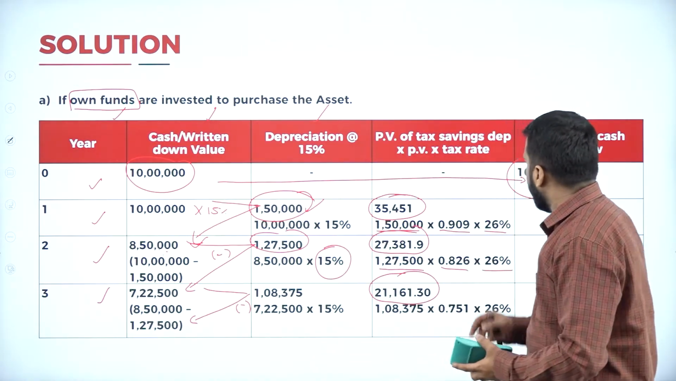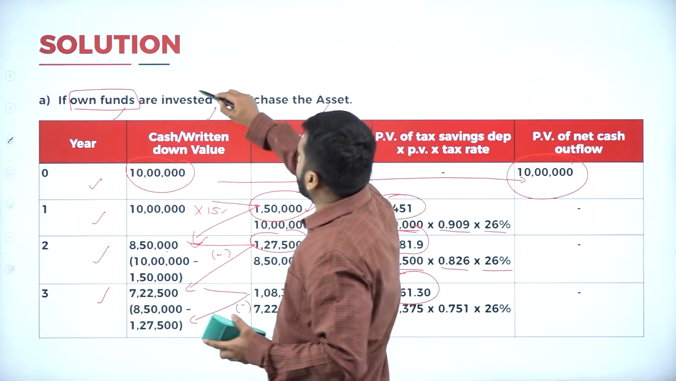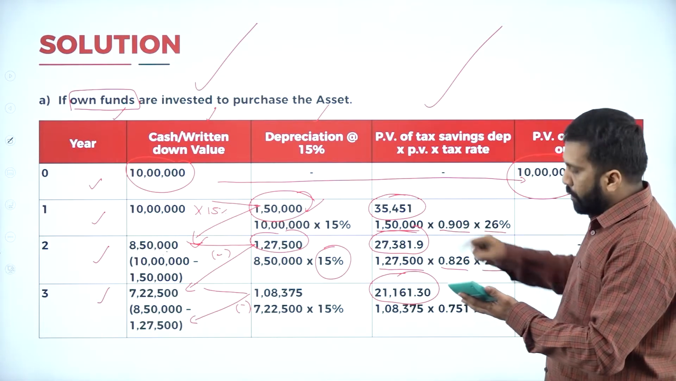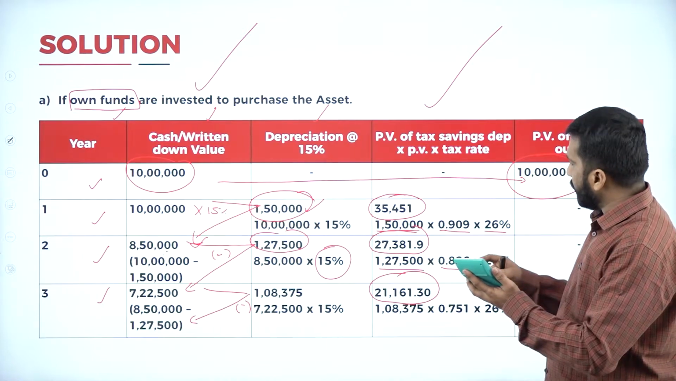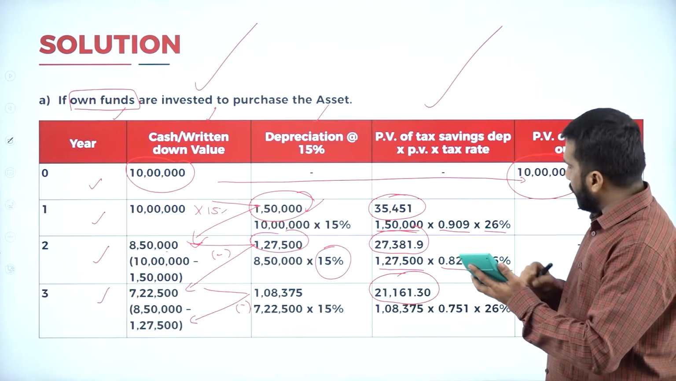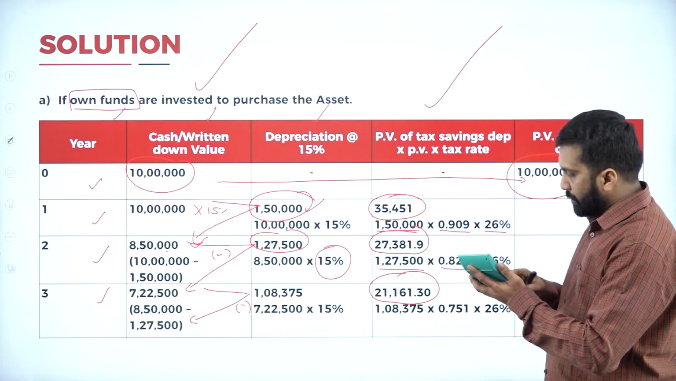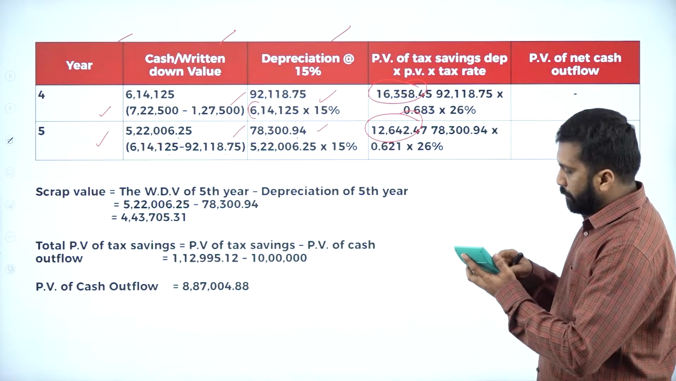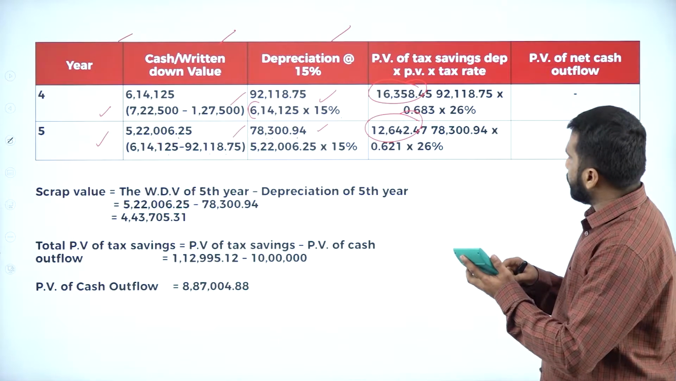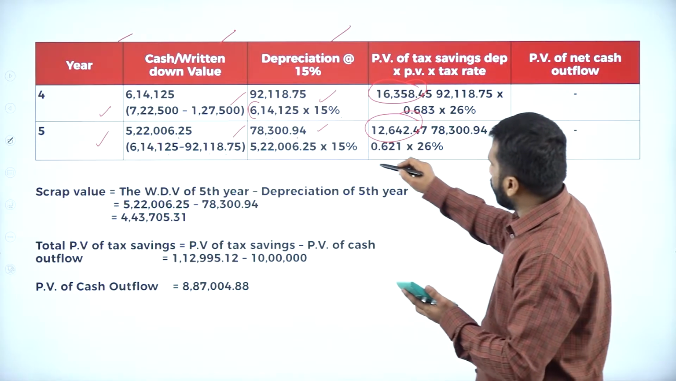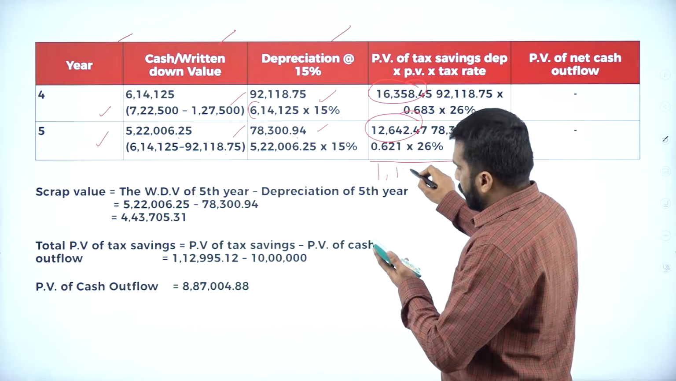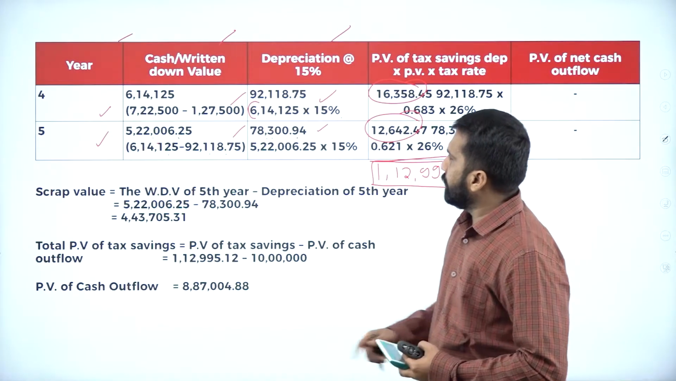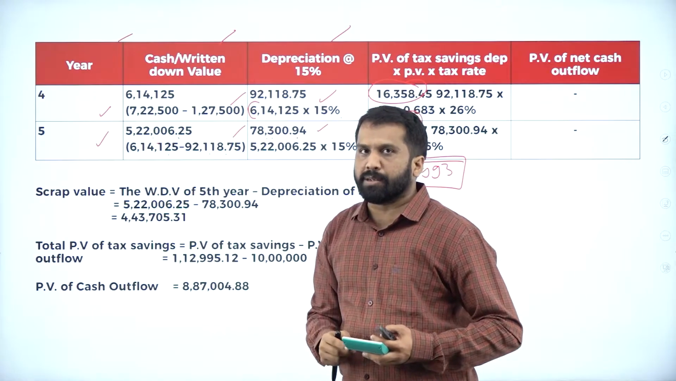I'll add how much you'll get. We're supposed to add your column number 2. You're supposed to add your column number 4. Now, I'll add one by one. So how much is it? 35,451, 27,381, and 21,161. Then 16,358, 12,642. I got 1,12,993. So no need to add, actually it is already there. Last one is 5,22,000. Hope you are clear.